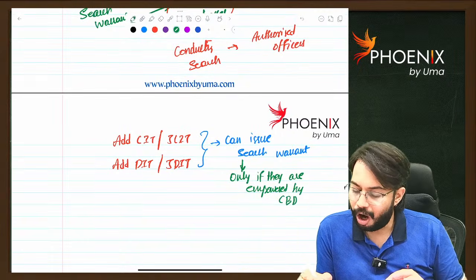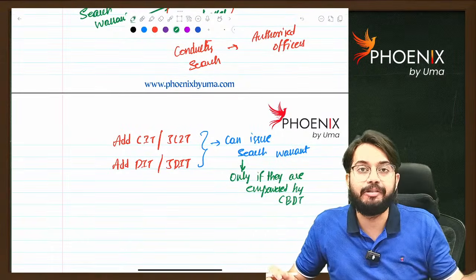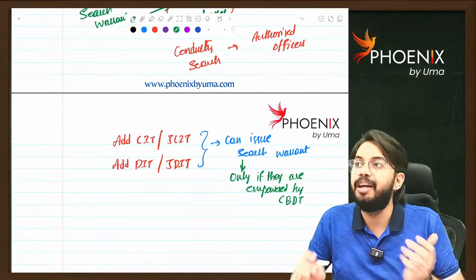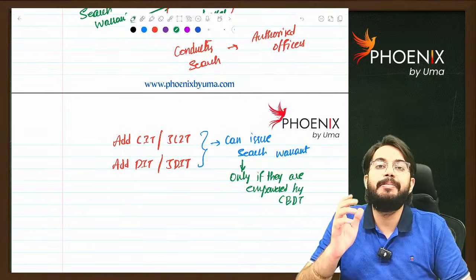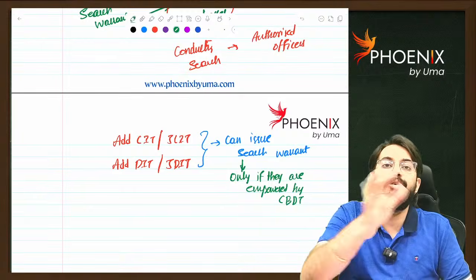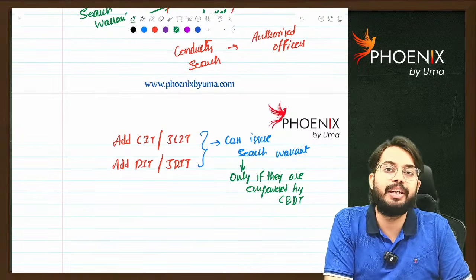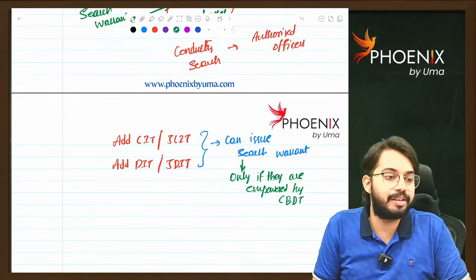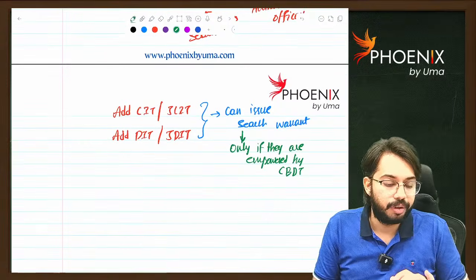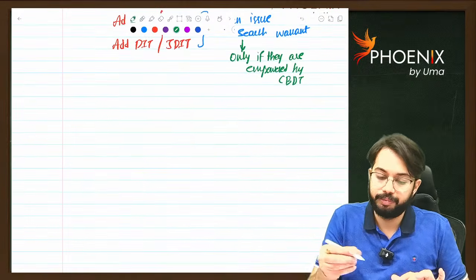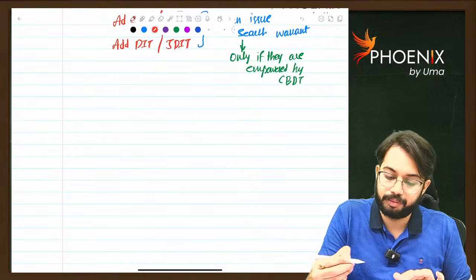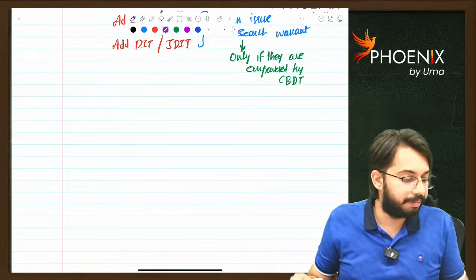Let's say all bosses, top bosses are on leave. Search is required to be conducted. Bosses are not available. Then CBDT will authorize the joint commissioner to issue the search warrant. Then the joint commissioner will issue it. Shall we discuss further?